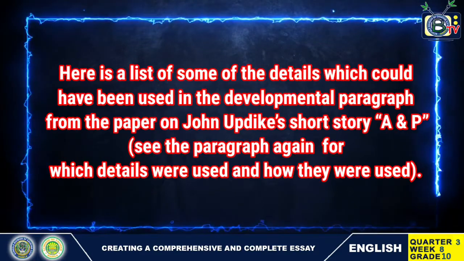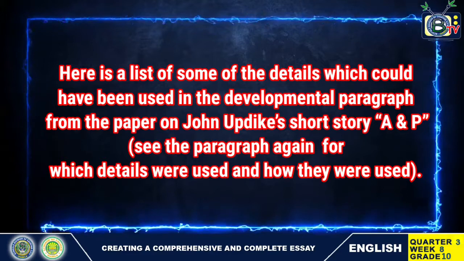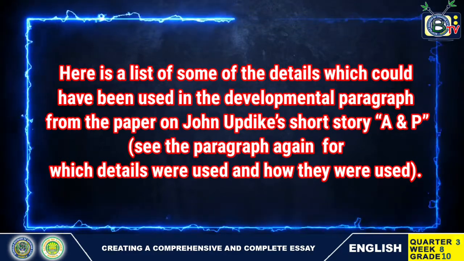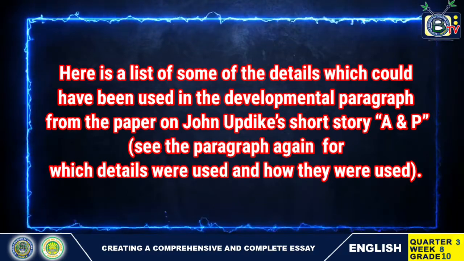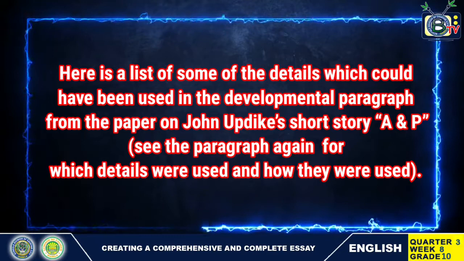Here is a list of some of the details which could have been used in the developmental paragraph from the paper on John Updike's short story, A&P. See the paragraph again for which details were used and how they were used.